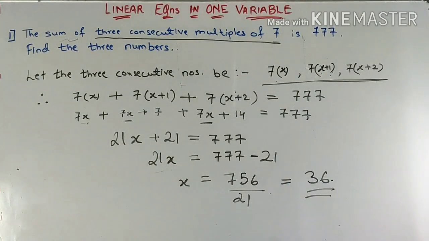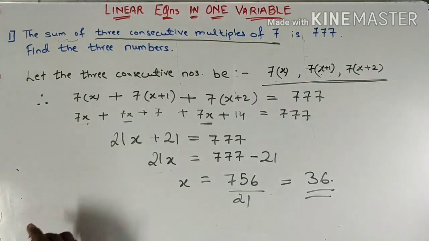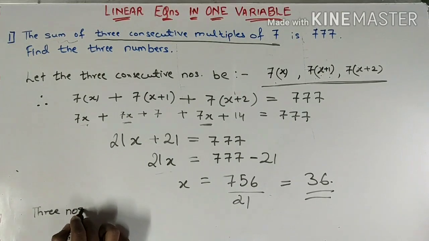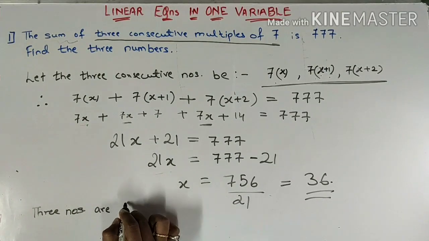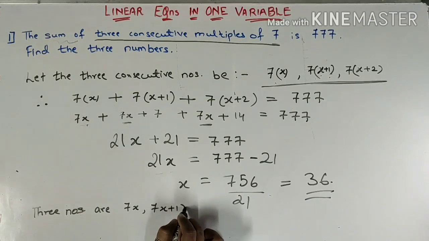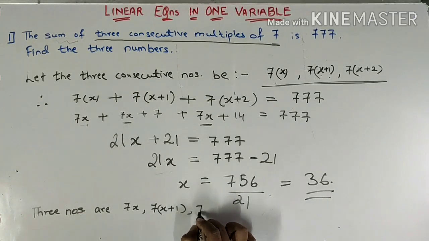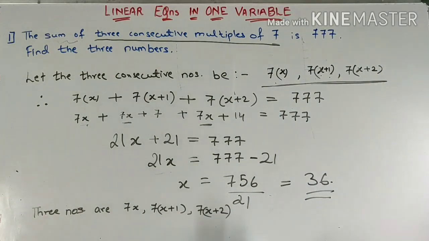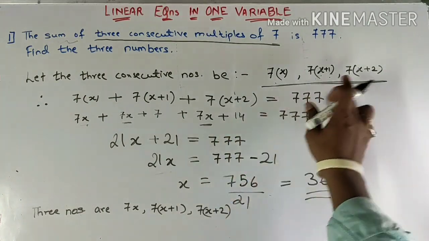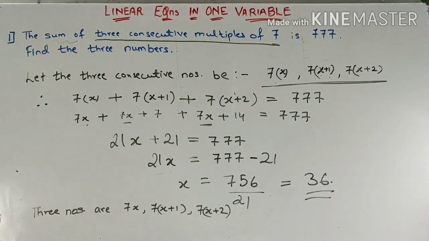Now my three numbers are, so the three numbers are 7x, 7x plus 1 and 7x plus 2, as we have assumed in the beginning. Okay, because we have assumed the condition over here, with that we are supposed to work on afterwards also.